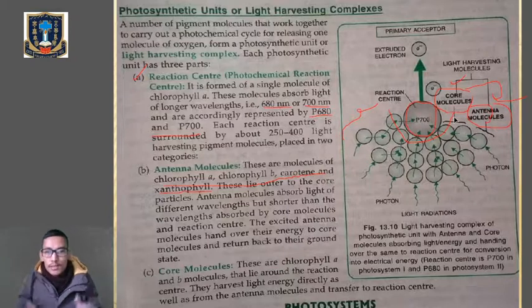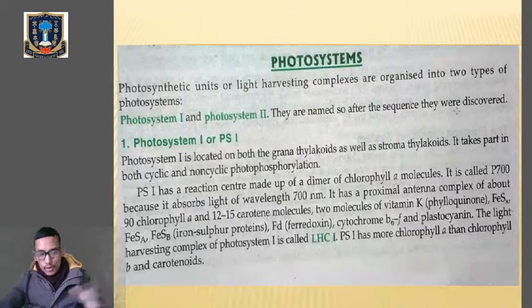Okay, so that was the light harvesting complexes. So kindly go through it. Now next one, we'll talk about the photosystems.